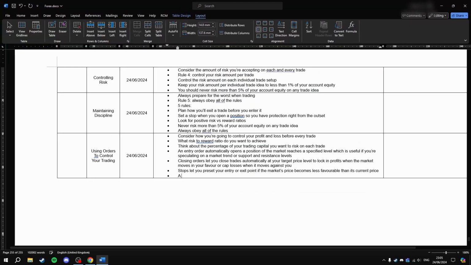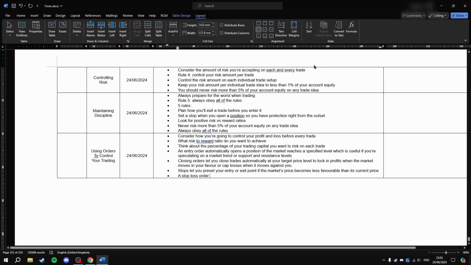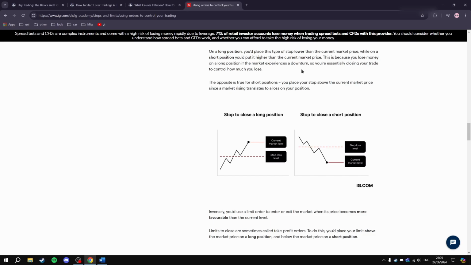So a stop loss order automates your exit by closing your positions to cap your losses. On a long position you would place this type of stop lower than the current market price, while on a short position you put it higher than the current market price.